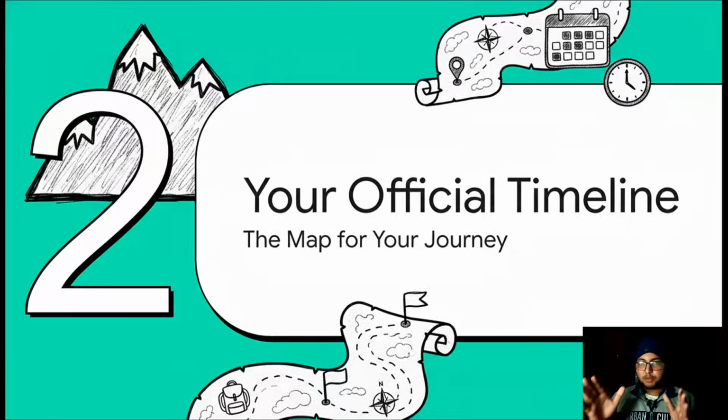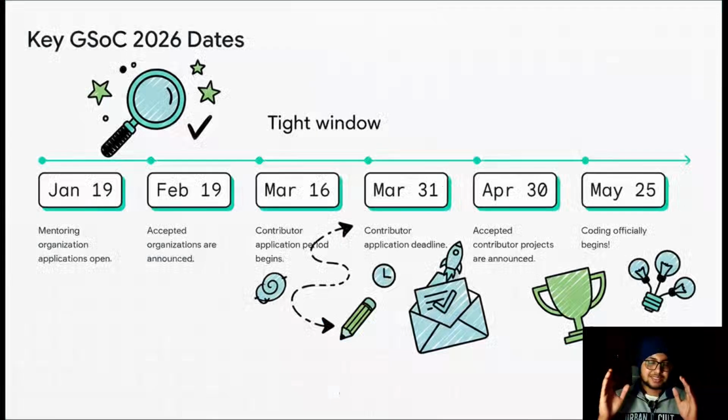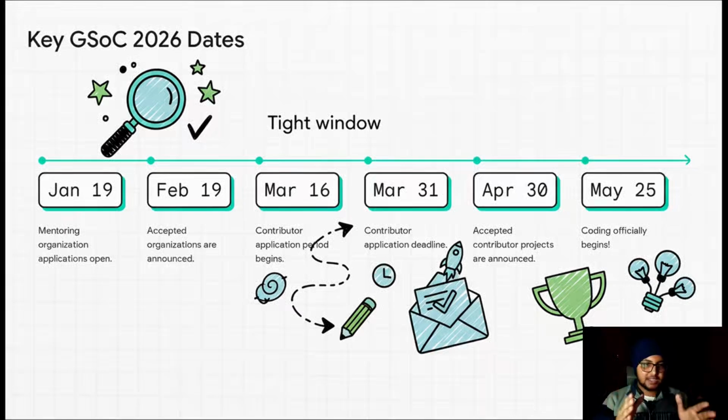Now, one of the most important things that you should take care of in GSoC is your official timeline. The 2026 dates for GSoC have been released. For example, from Jan 19, the mentoring organizations will start their applications. You will know which organizations are trying to participate in GSoC, so you can go out and see the projects of those organizations. Then by Feb 19, you will know which of all the mentoring organizations that applied were actually accepted to be a part of Google Summer of Code 2026. So now you know which targets should be in your target list.